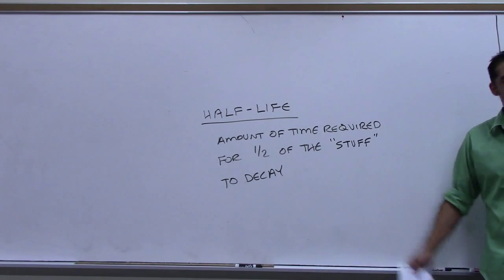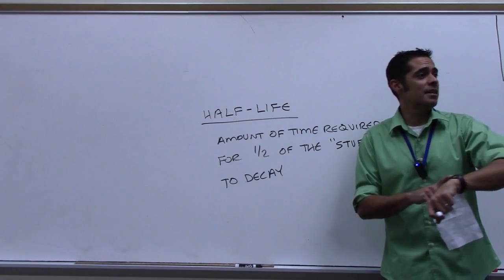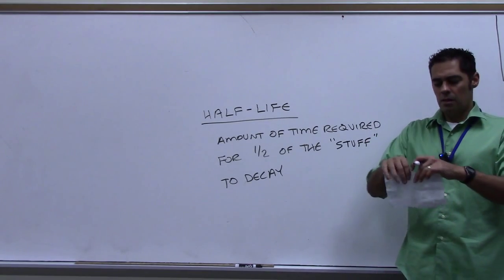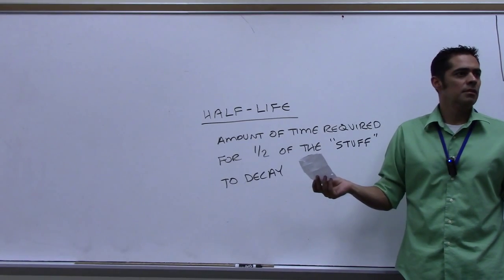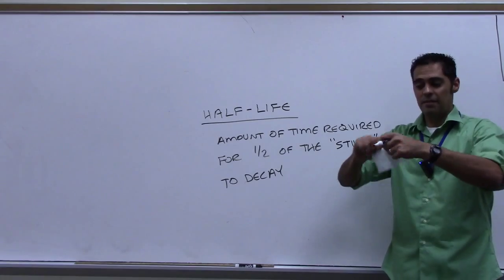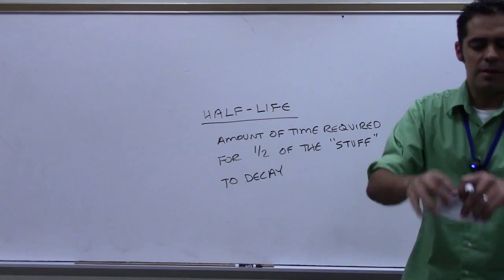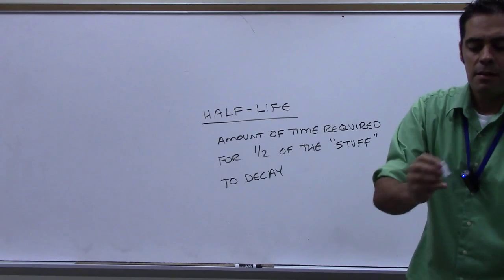That's the general idea. You got some stuff, it's going to start decaying. How much time does it take for that to decay? It might take 1 day for that to happen. In that case, your half-life would be 1 day. Then another day, you have this much. And then another day, you have this much. Another day, this much. Another.